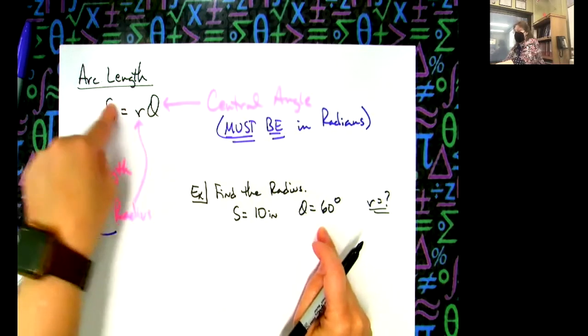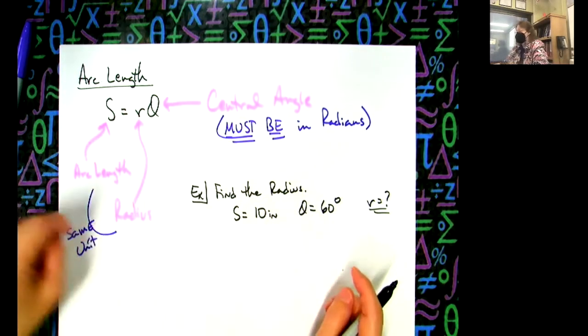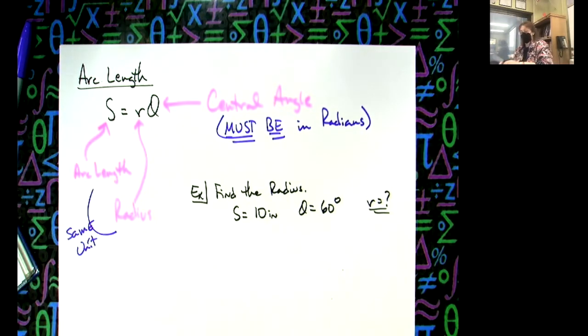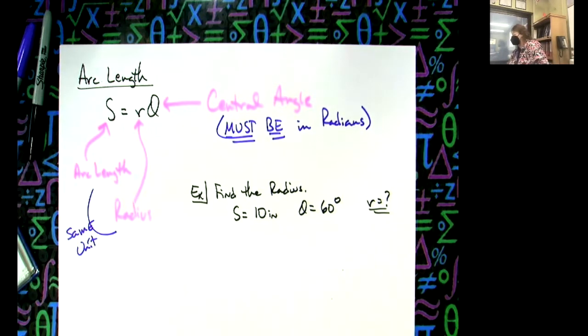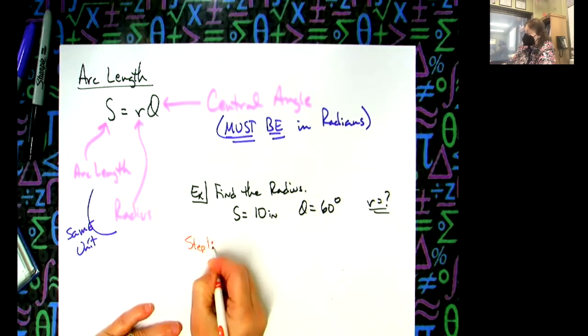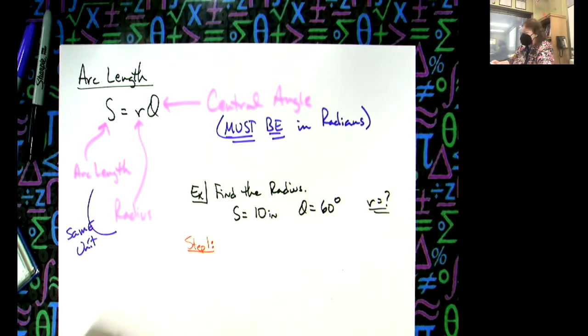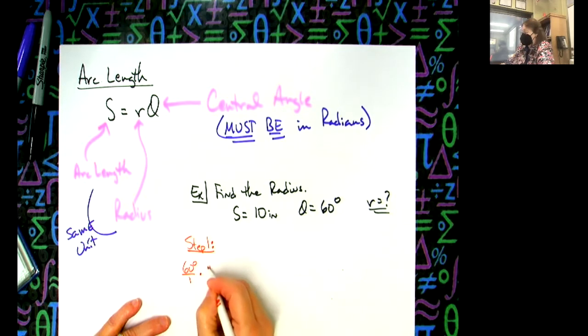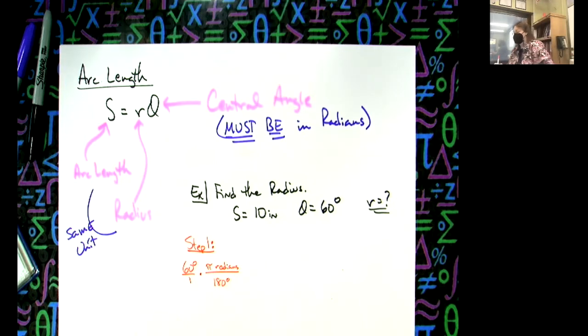Okay. Now, first off, I've got to take that 60 degrees and turn it into radians, because if I want to use this formula, I have to have radians. Okay. So let me go to yet another color. Let's pull out a red here. Okay. So step one. Okay. So I'm going to take 60 degrees over 1. I'm going to multiply by what? Pi radians over the 180 degrees. Okay.